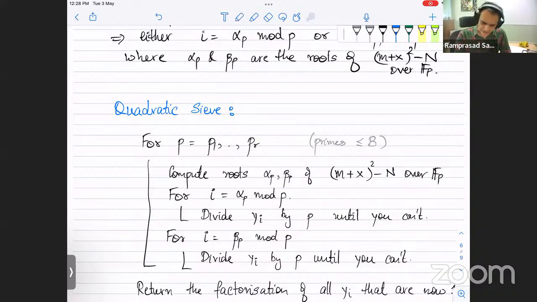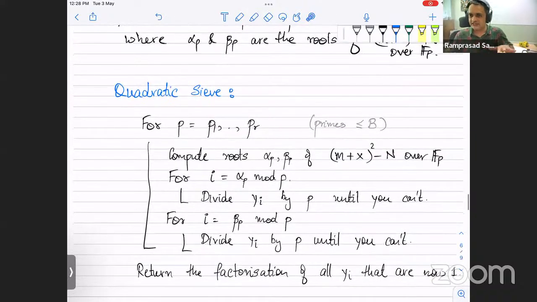And now sieve over all possible alpha p mod p positions. Again, you keep shifting by p steps and keep dividing by p as long as you can. Then you do the same thing by starting from beta p and shifting by p steps. All the things that used to be B-smooth would now have gotten completely factored. And you know for a fact that things that didn't get completely factored are not B-smooth. So you don't need to worry about them. Just throw those away.